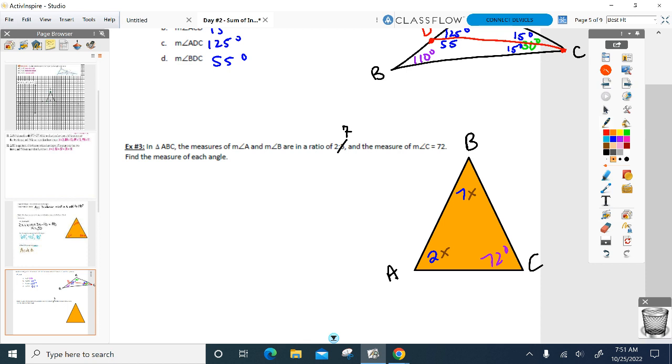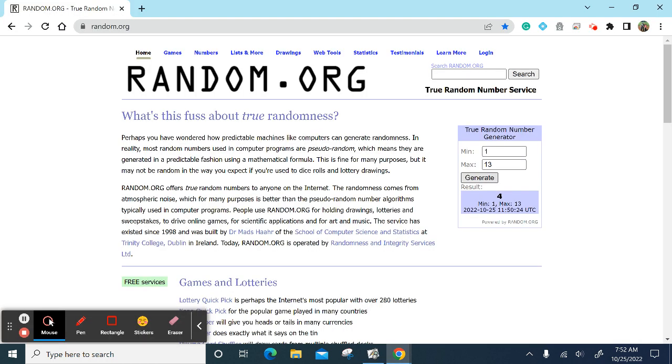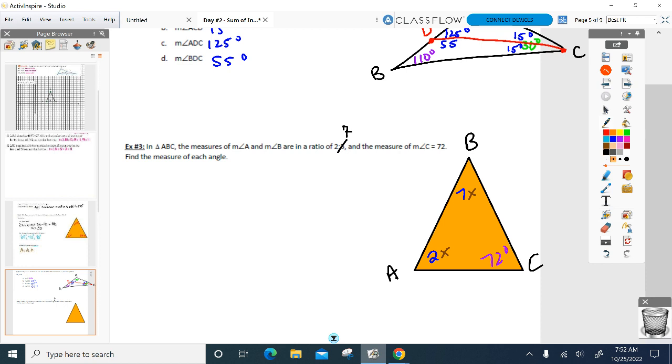Now can you help me set up an equation to find X? What do you got for me? Yep. 2x plus 7x plus 72 equals 180. There you go. Everyone go to town. Let's figure out what X is.